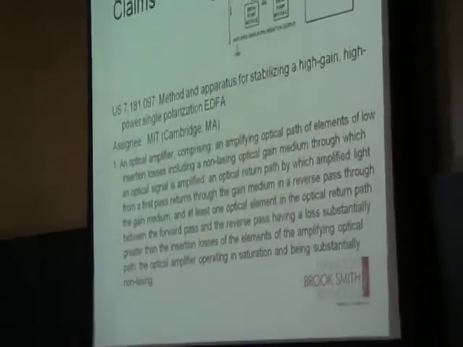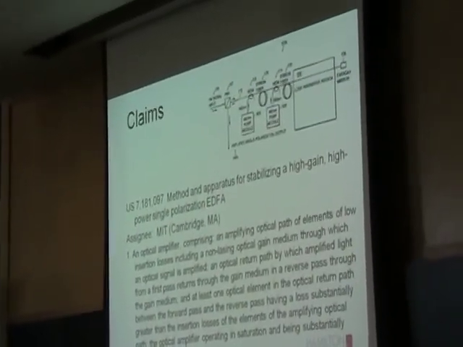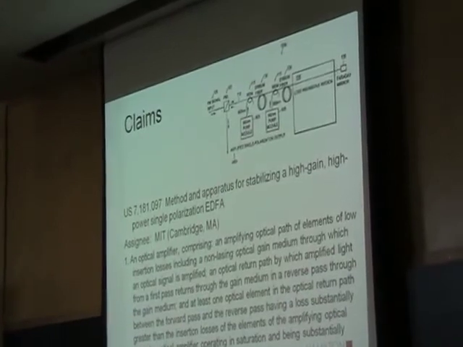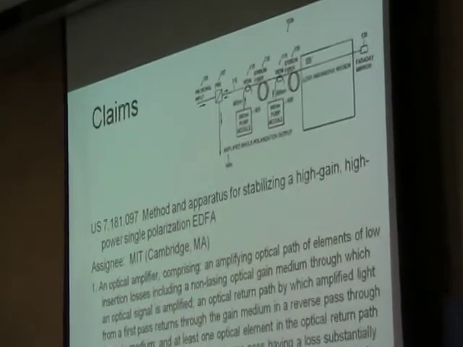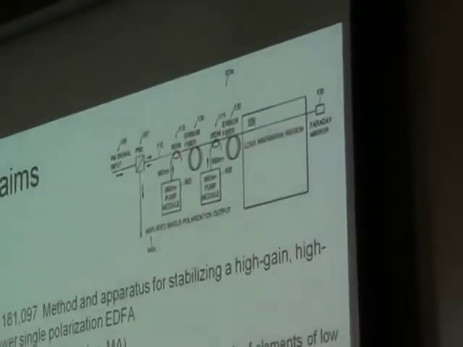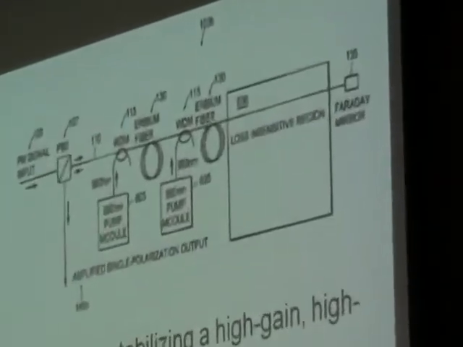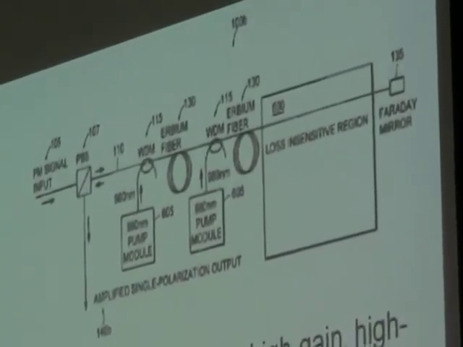And this is a case at MIT, I think it's Lincoln Labs. It's an erbium-doped fiber amplifier. The interesting part in this case is there's a big box on the upper right called the loss insensitive region. And the inventor discovered that he can put optical elements in there.